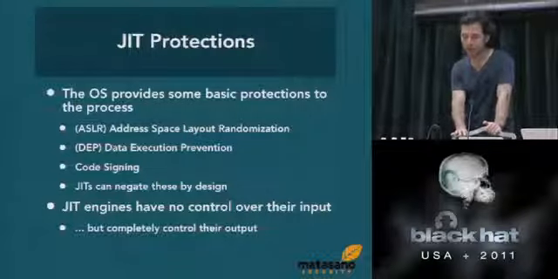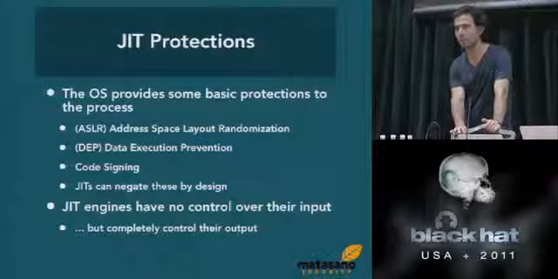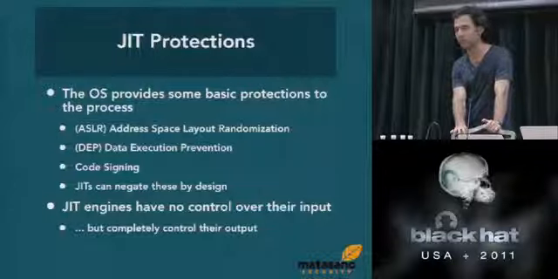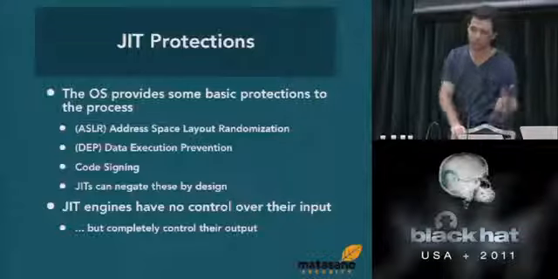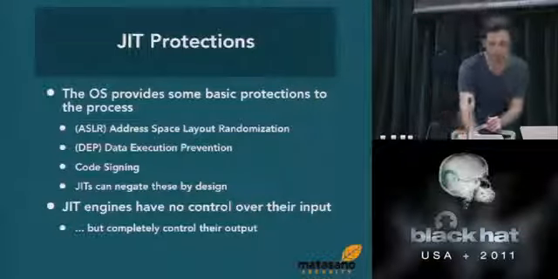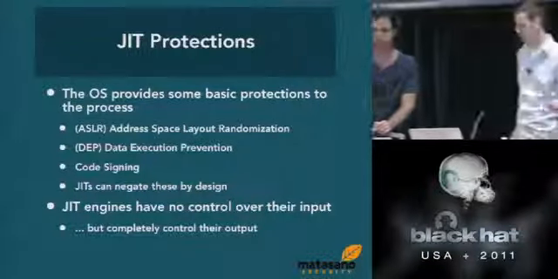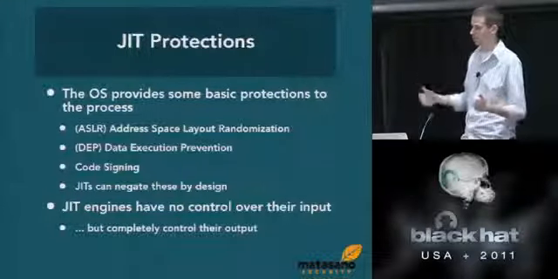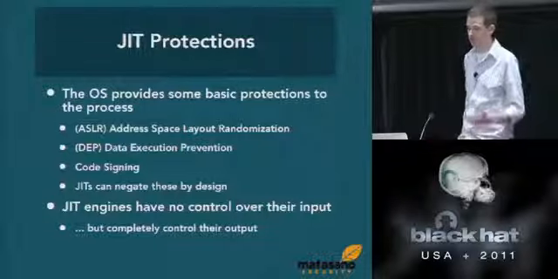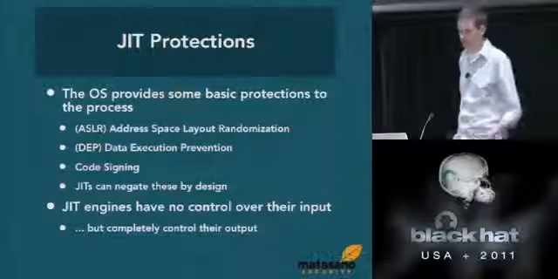And so JIT engines, we've been discussing, have no control over their input, since source can be completely attacker-provided. But they have complete control over what they're emitting and where they're emitting it. So that can introduce a lot of ways to protect themselves. All the code a JIT engine is emitting is, by nature, going to be position independent. So where it's placed on those JIT pages is completely up to the JIT engine, and that gives it a lot of flexibility in protecting itself.